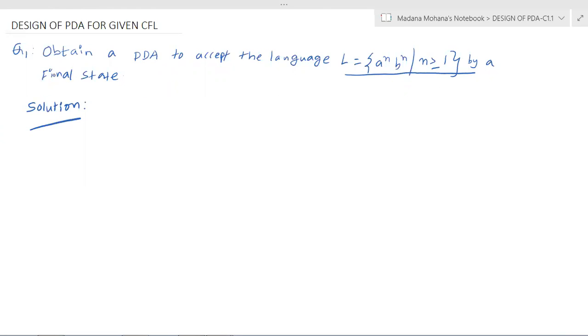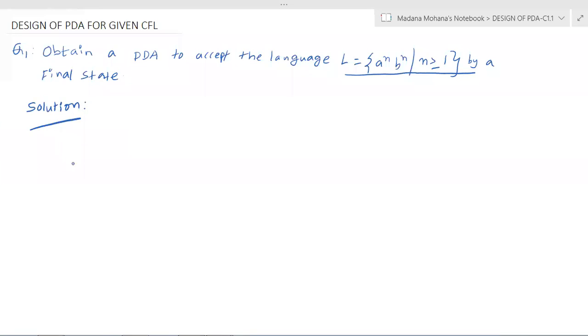So suppose in the question, if they have given by empty stack or null stack, at that time final state is not required, the stack should be empty or null. At that time the PDA accepts the given language by empty stack or null stack. Now here, whatever the stack, it should reach a final state. So then we can say the PDA accepts the given context-free language by final state.